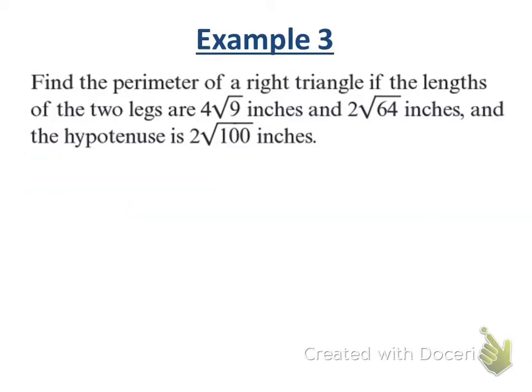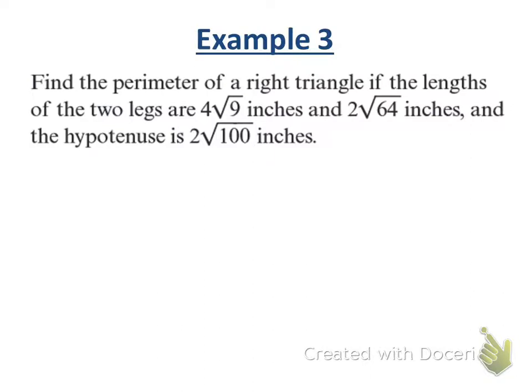All right? Last couple of these examples are quite easy. Find the perimeter of a right triangle if the lengths of the two legs are 4 square roots of 9 and 2 square roots of 64, and the hypotenuse is 2 times the square root of 100. Okay. They're all perfect squares, so this is really easy to simplify, right?